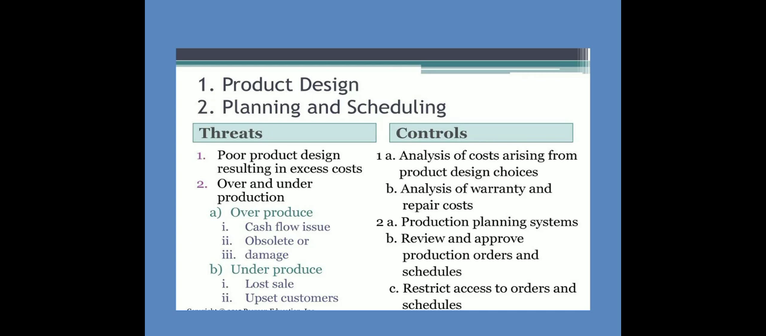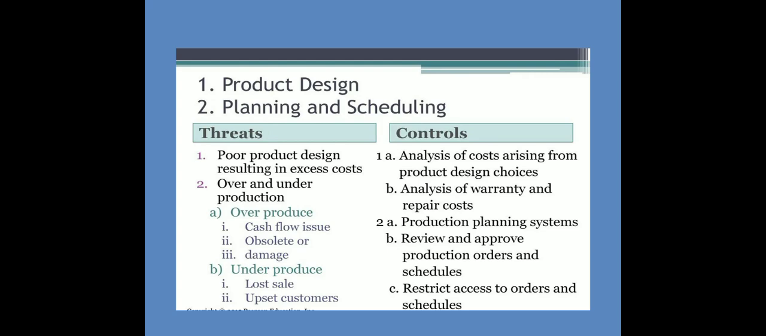Product design. Number 2, planning and scheduling. Sa traits. Number 1, poor product design resulting in excess cost. Sa controls, A, analysis of costs arising from product design choices. Number 2, over and under production. A, over produce, cash flow issue, obsolete or damage. Under produce, lost sales, upset customers.